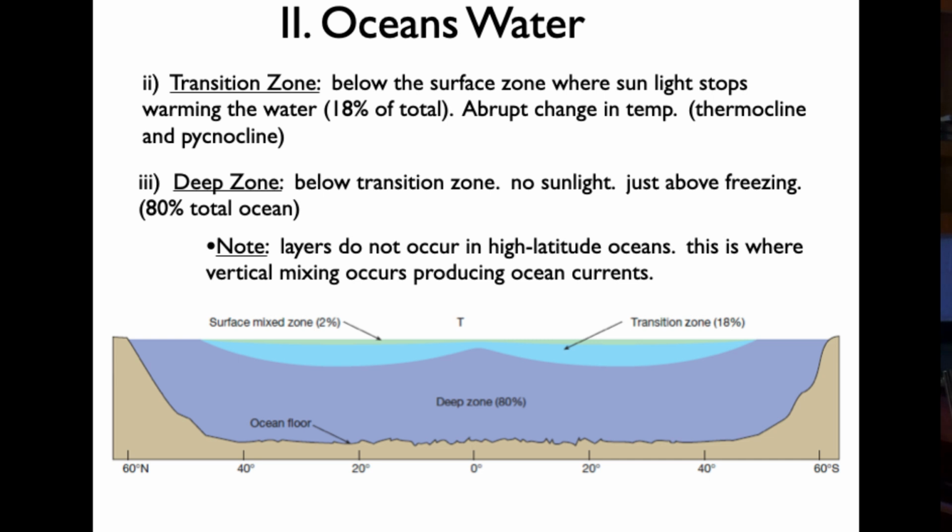Below that surface zone, we have the transition zone. And this is where we're having transitions of temperature and density. And I'm talking about the thermocline and the pycnocline. They would be located in the transition zone. So this is somewhere between 300 and 1,000 meters deep in the ocean.